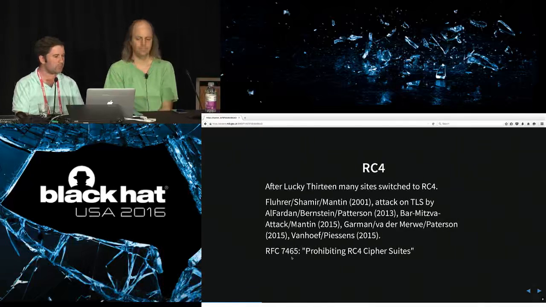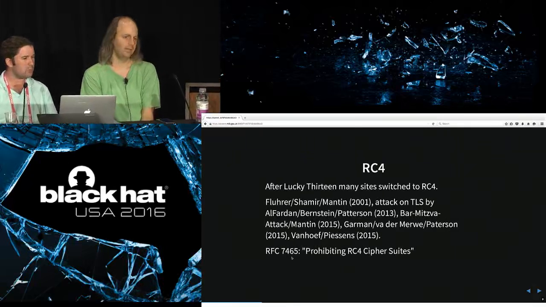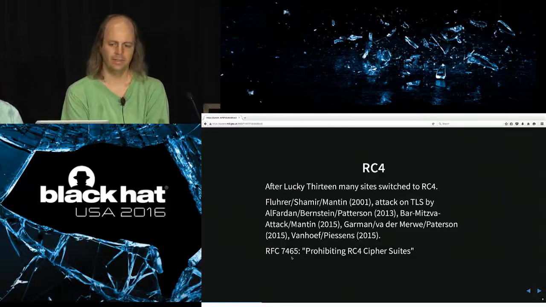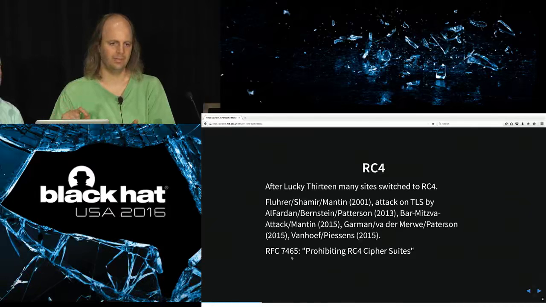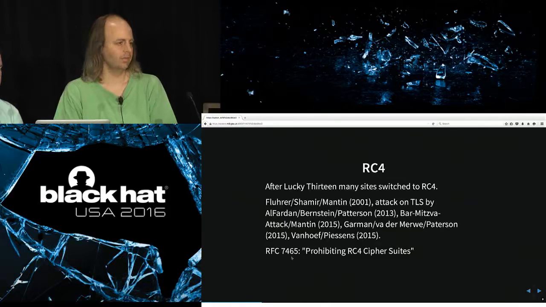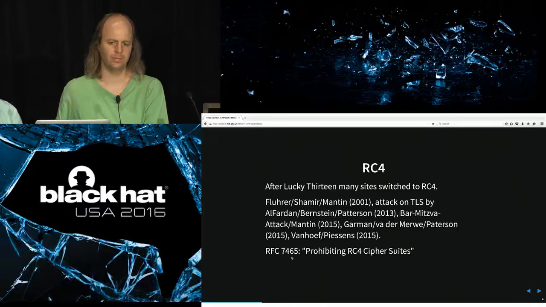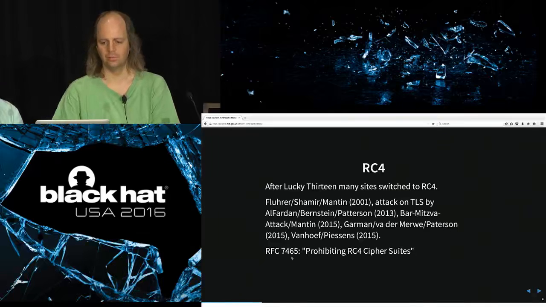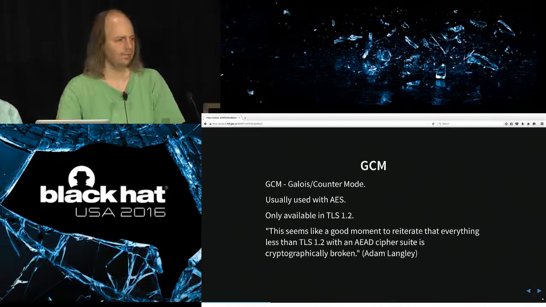And then there's one alternative, RC4, where after Lucky 13 a lot of people switched to RC4, but this has weaknesses as well. RC4 is a stream cipher, and the problem there is that it has certain biases, that for certain parts of the key stream, it's more likely that it's a 1 than a 0. And this can be attacked. It has been known for a long time, but in 2013 there was the first practical attack on RC4 in TLS, and since then there have been many improvements of these attacks. So RC4 also isn't a good alternative, and there's also now an RFC saying that you should just never use RC4 anymore. So this leaves us with GCM.